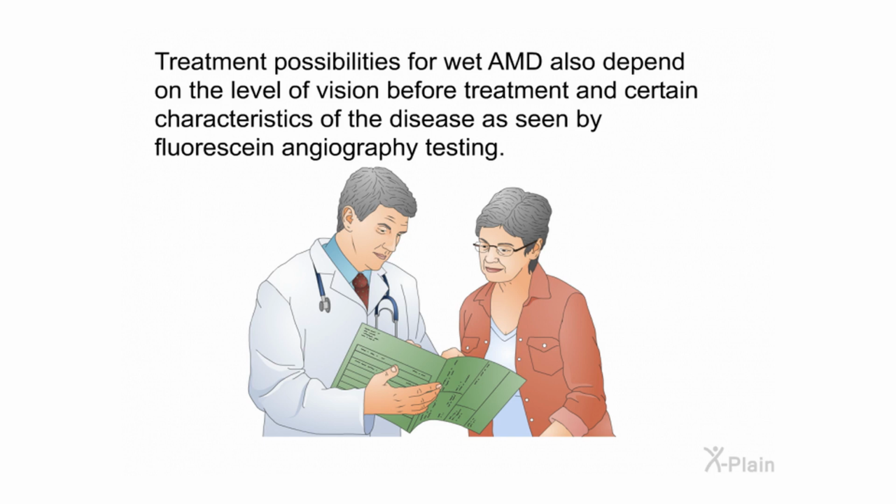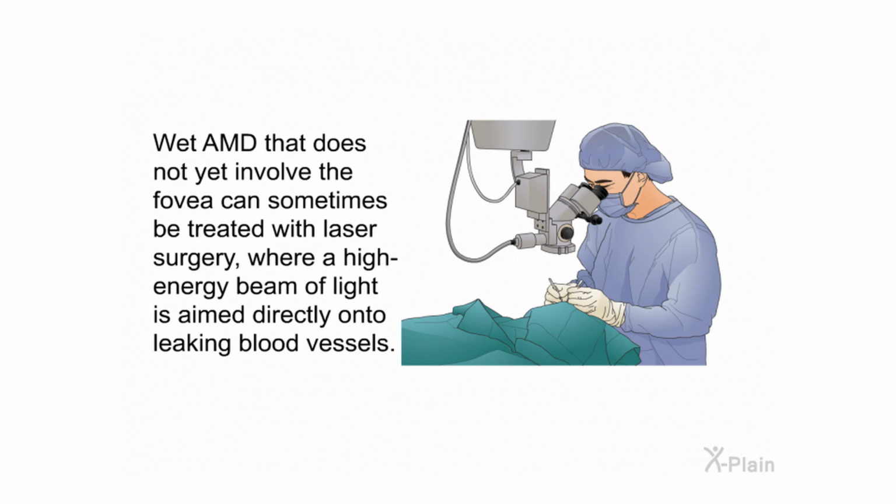Treatment possibilities for wet AMD also depend on the level of vision before treatment and certain characteristics of the disease as seen by fluorescein angiography testing. Wet AMD that does not yet involve the fovea can sometimes be treated with laser surgery, where a high-energy beam of light is aimed directly onto leaking blood vessels.